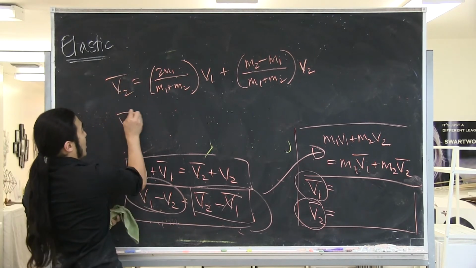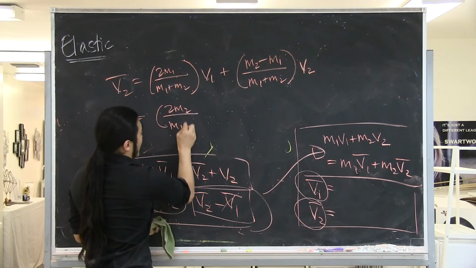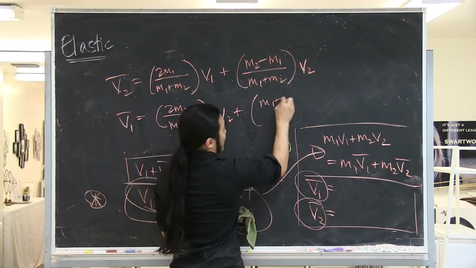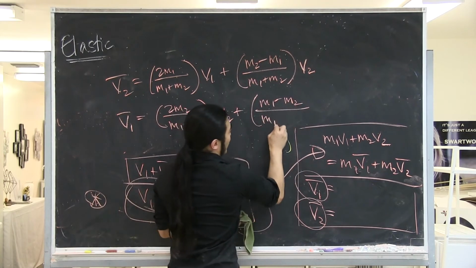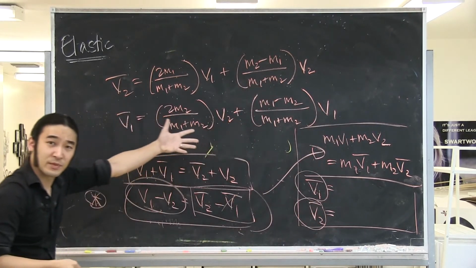And then for v1 bar, I can actually get the answer by flipping them. So 2m2 over m1 plus m2 times v2 plus m1 minus m2 over m1 plus m2 times v1. But these are horrific. Okay?